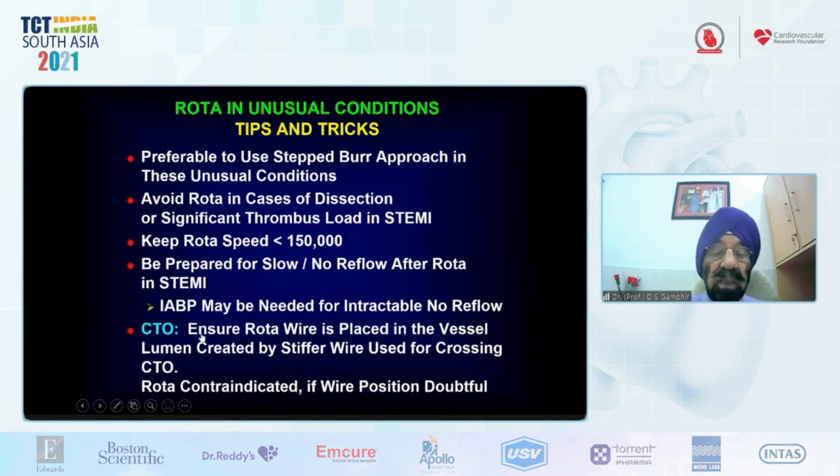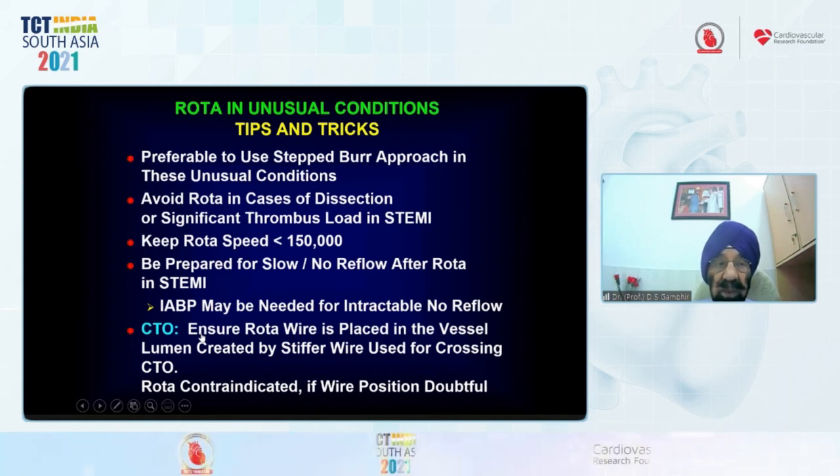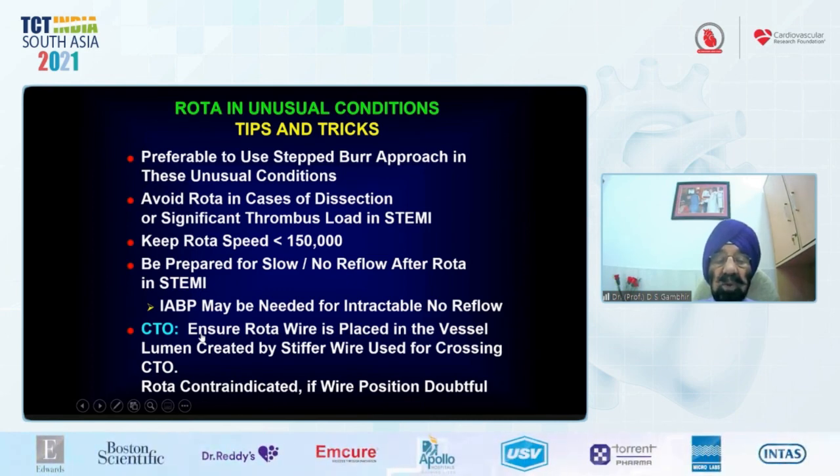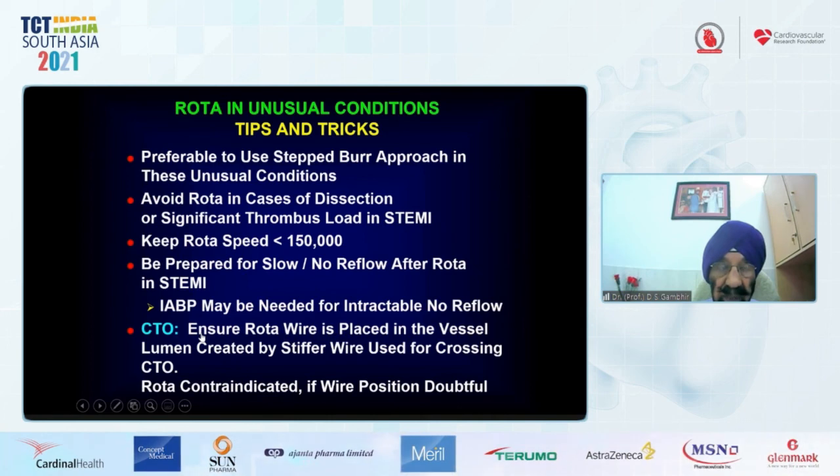So, in general, what are the tips that I would like to leave for my friends who are watching this talk? Well, first thing is it is possible to treat all these conditions that I have enumerated. Even an artery which has been dissected earlier with a balloon, we have done 2 or 3 cases, ROTA beyond the dissected artery. So the tips are that it is preferable to use a stepped burr approach in these unusual conditions. Don't go for a larger size burr to start with because you're more likely to end up in slow flow or no reflow phenomena.